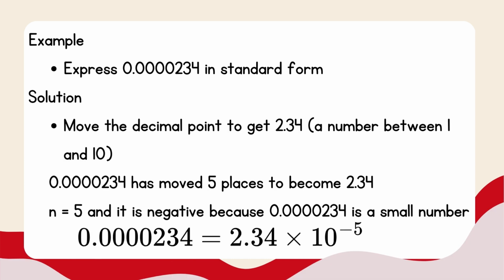Now let's take another example. 0.0000234. Let us express it in standard form. Now we can clearly see where the decimal point is. So we have to move it to a number that is between 1 and 10. So we'll move the decimal point to immediately after the first digit, which is 2. To arrive at 2, we have to move this decimal point 5 places. So our n will be 5. In this case, it is going to be negative because we're dealing with a small number. It is 2.34 times 10 raised to the power negative 5.